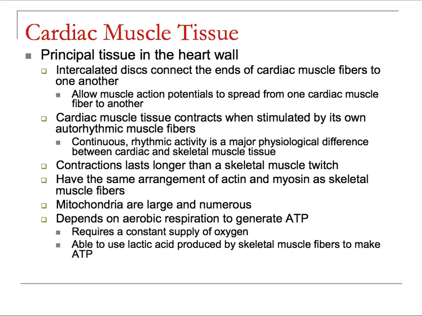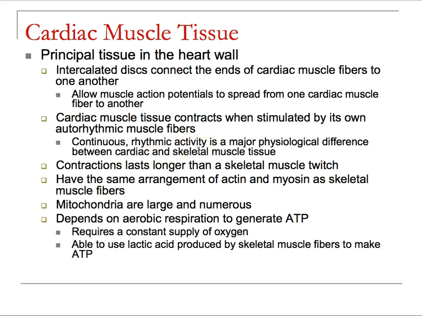So in the last couple of minutes here, let's change the topic. Here's cardiac muscle tissue. And remember in chapter 4, we had these intercalated discs that allow for action potentials to travel between cells. So the charge doesn't actually have to exit the cell. And that's going to allow for continuous rhythmic activity, a major physiologic difference between cardiac and skeletal muscle cells.